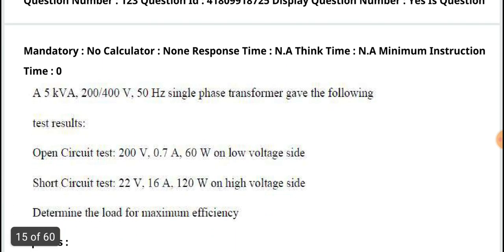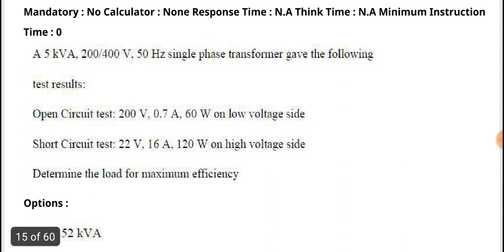So this question is from the transformers here. A 5 kVA 200 by 400 volts 50 hertz single phase transformer gave the following test results here. So when they perform the test, what are the tests here? First one is the open circuit test, second will be short circuit test. In the open circuit test 200 volts, 0.7 amperes, 60 watts. Okay, so this is nothing but iron losses. Short circuit test 22 volts, 16 amperes, 120 watts on high voltage source. So what about this? This is nothing but copper losses.